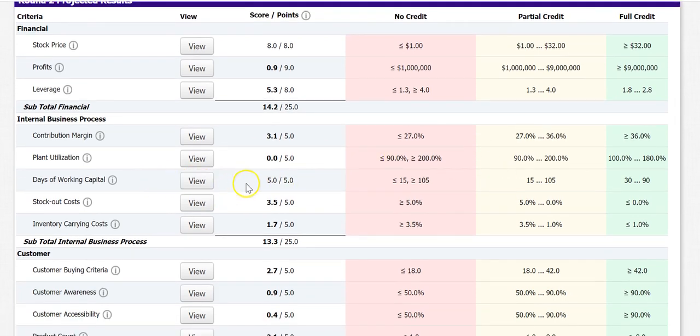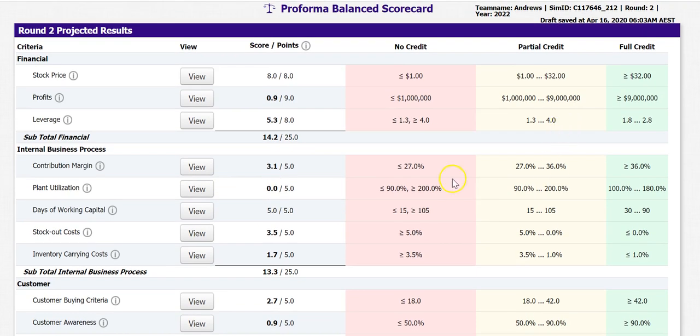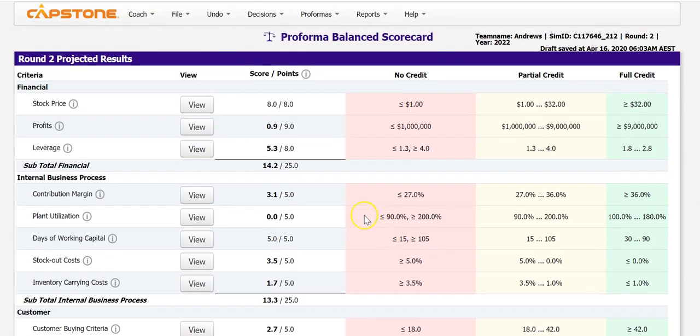Before I do, let's have a quick look at the working capital. Well, I'm fine on working capital. 5 and 5. That's magnificent. My days of working capital was 65, so I fall nicely in between there. I'm doing all right. That's kind of where I need to be, and I've got full credit for that.